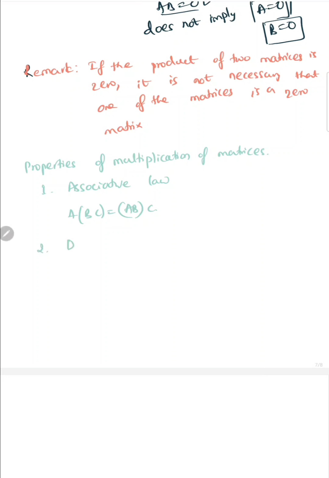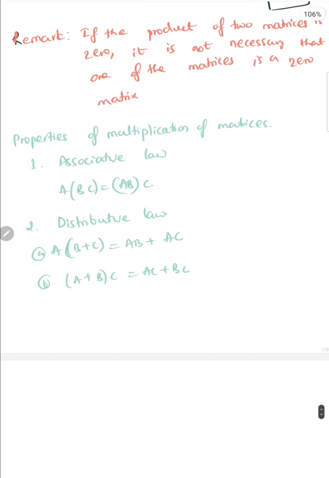Next one is the distributive law. So multiplying A with the sum of two matrices: A into (B plus C) is equal to A into B plus A into C, provided all the products involved exist. And one more case, we can have (A plus B) into C, which is equal to A into C plus B into C. So this is left multiplication, this is right multiplication. So this is about the distributive law.